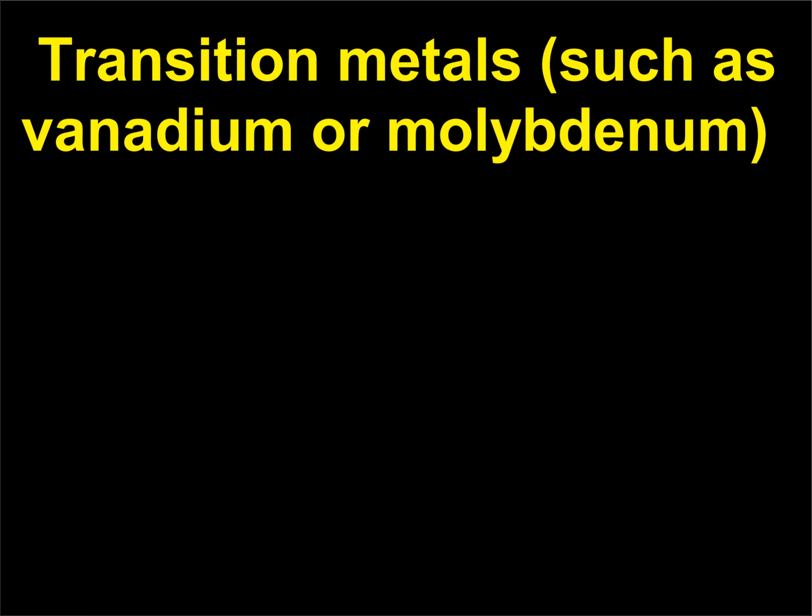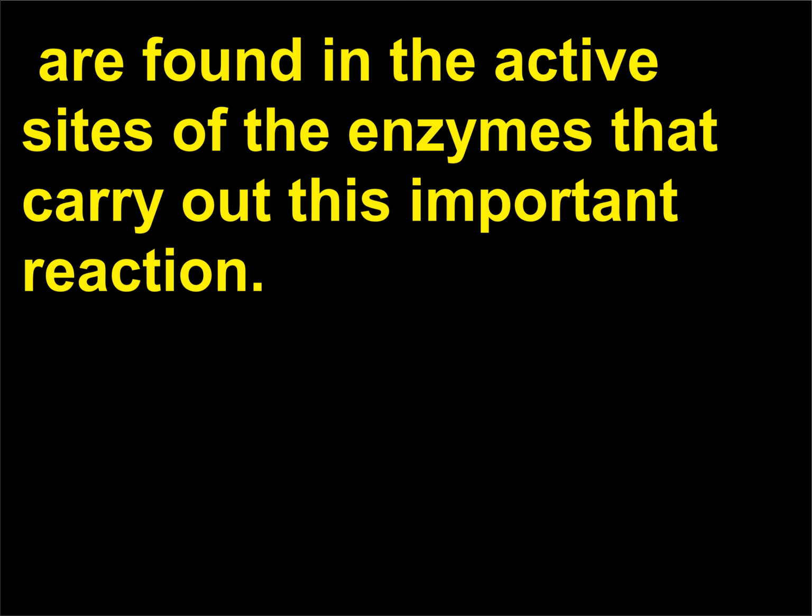Transition metals, such as vanadium or molybdenum, are found in the active sites of the enzymes that carry out this important reaction.